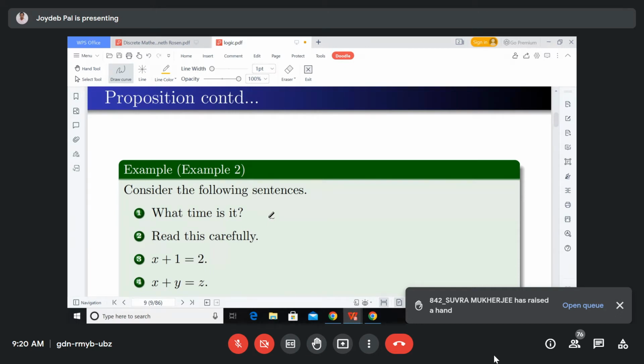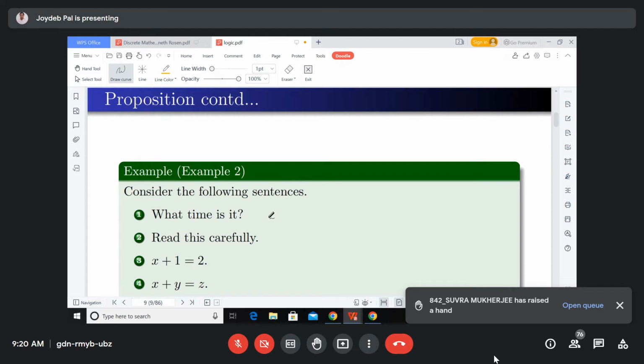And keep in mind, whenever there is a sentence which contains some variable, whether it is a sentence or a mathematical expression, if it contains some variable, then it cannot be a proposition. Will you remember? Again, I am repeating: if a sentence or any mathematical statement contains a variable, it cannot be a proposition.